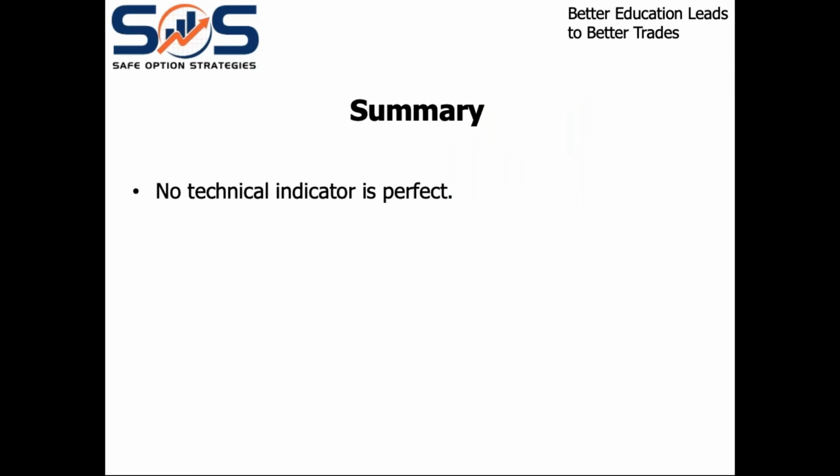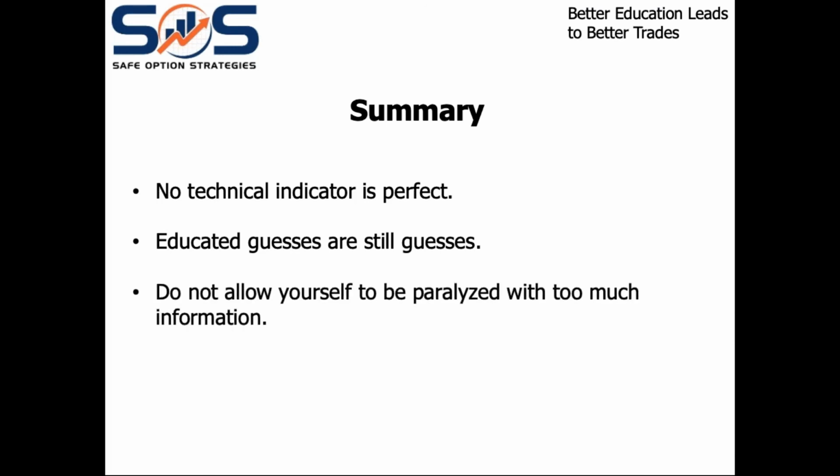In summary, don't forget, this is a repeat of what was in technical analysis part 1. No technical indicator by itself is perfect. Educated guesses are still guesses. All of this technical information that we're looking at is to help us make the most educated guess we can possibly make. Don't allow yourself to be paralyzed with too much information. Remember that acronym. Keep it simple. You don't have to put the second S on there if you don't want to. Keep it simple.